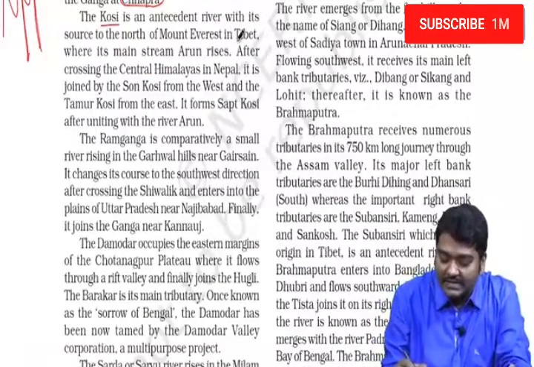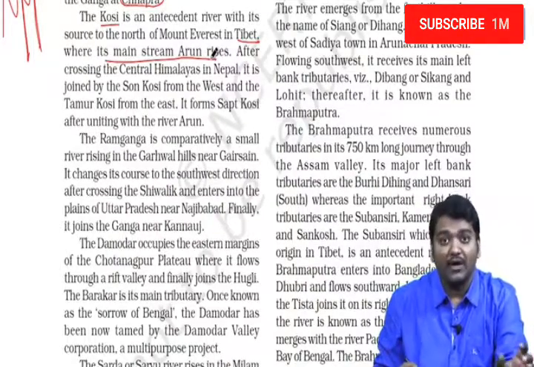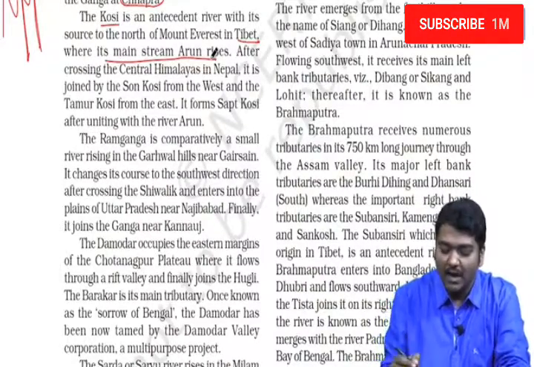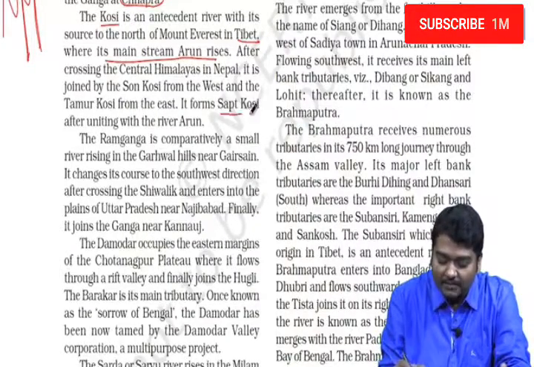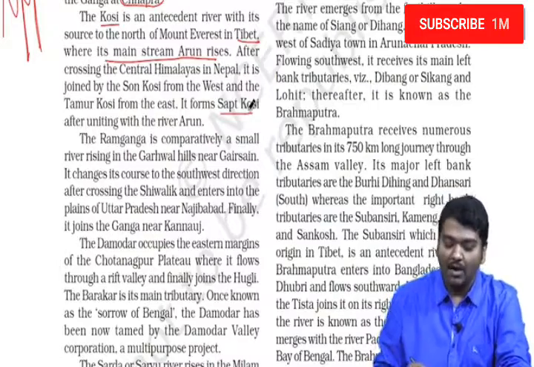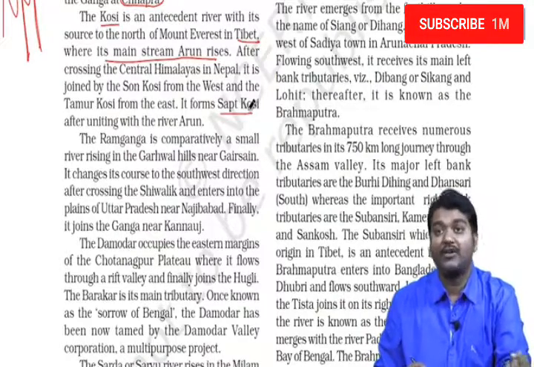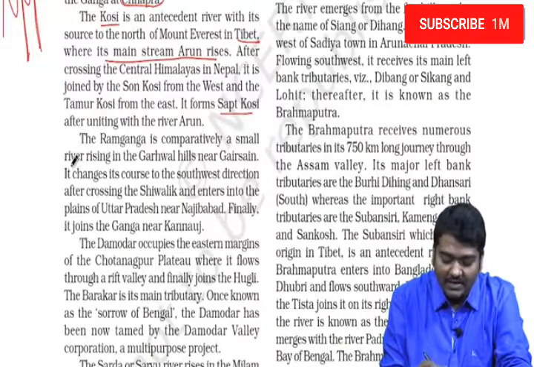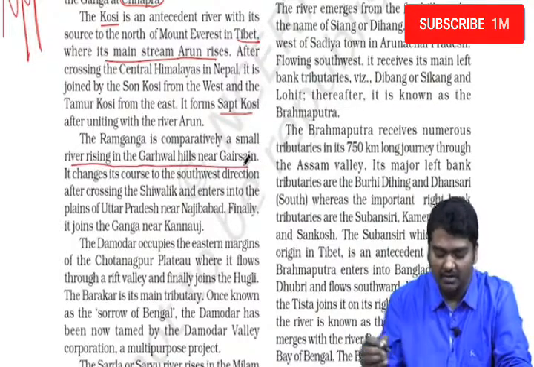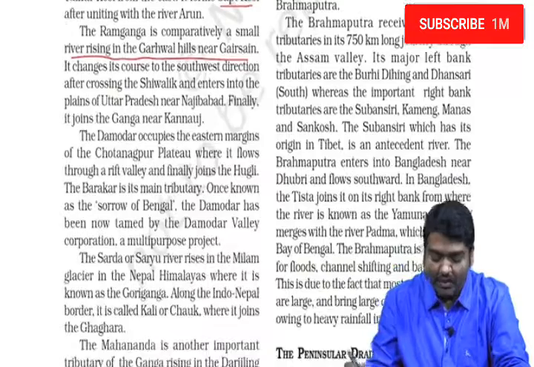And it rises in Tibet, where its main stream Arun rises. Arun is the main stream of Kosi, and several rivers join to make it Sapta Kosi, right? All this unites with Arun, and we know that it is Sorrow of Bihar. Ram Ganga is comparatively a smaller river rising in Garhwal, not very important.